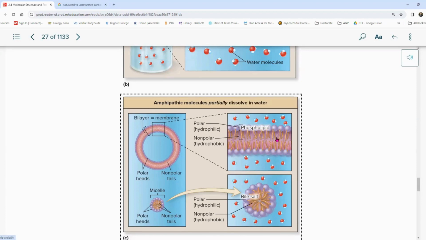But the inside of those tails are facing each other, so they make a membrane or phospholipid bilayer. Hence the name bilayer, which means two layers. This internal environment does not like water, so it shuts water out. So it keeps water out of the cell.